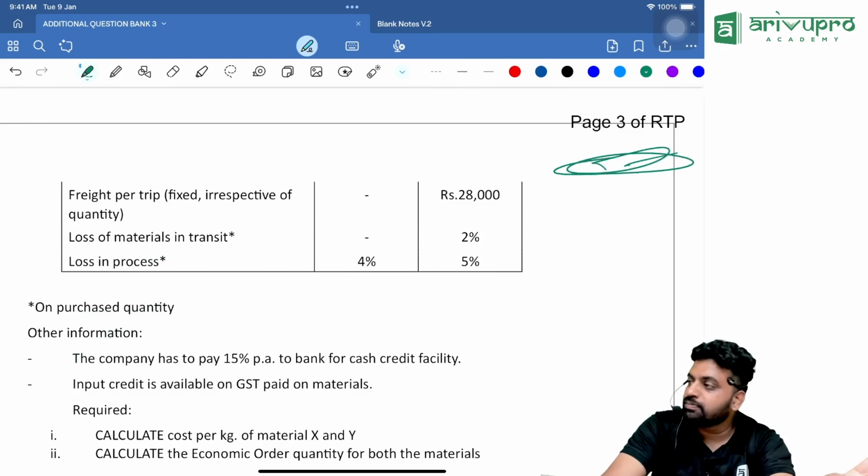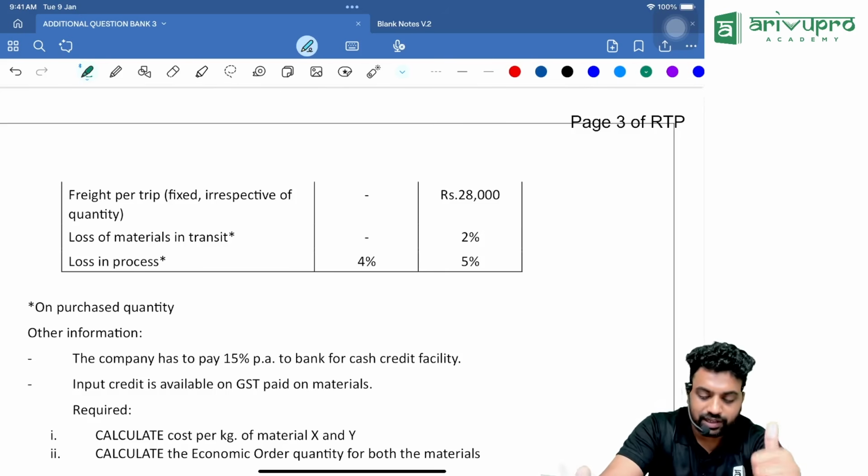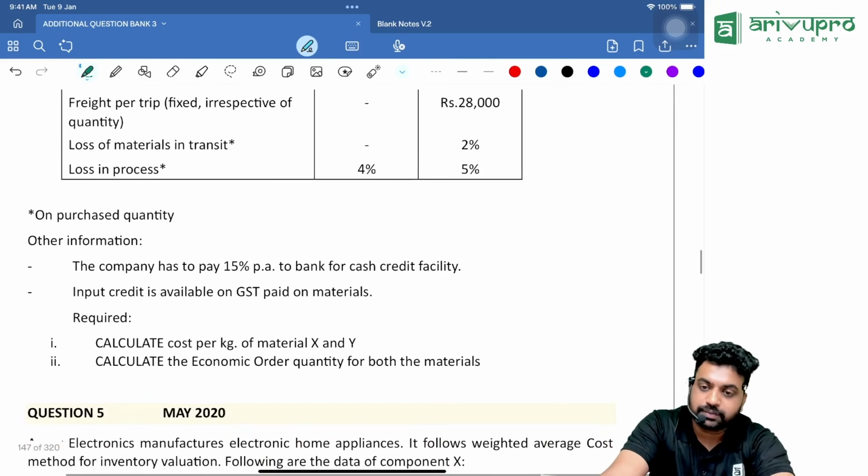And they have given it in percentages, which means you are able to anticipate it. Anticipate it means normal loss, abnormal loss. Normal loss. Cost of normal loss should be apportioned to the good units. Great. Shall we proceed? Yes, sir.